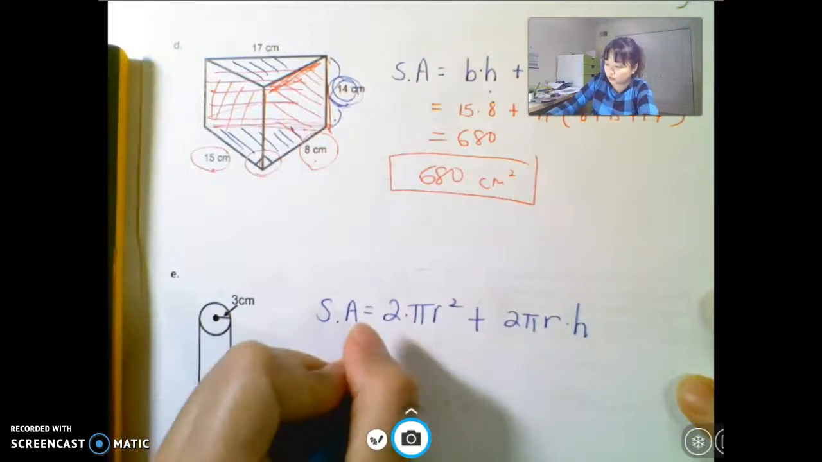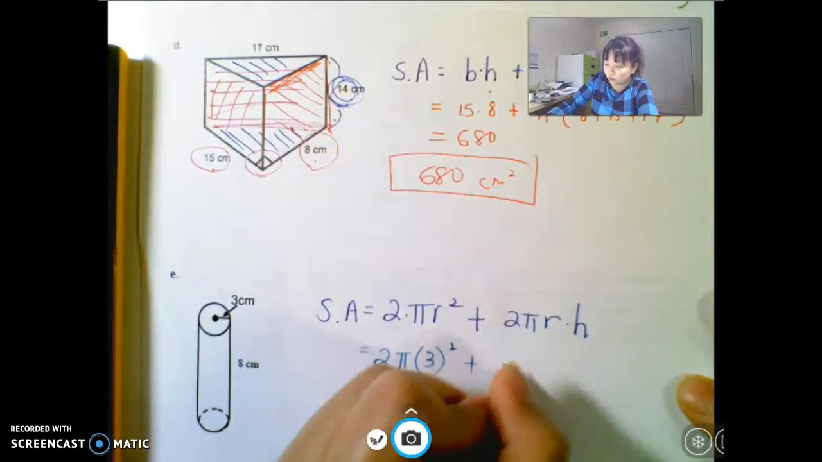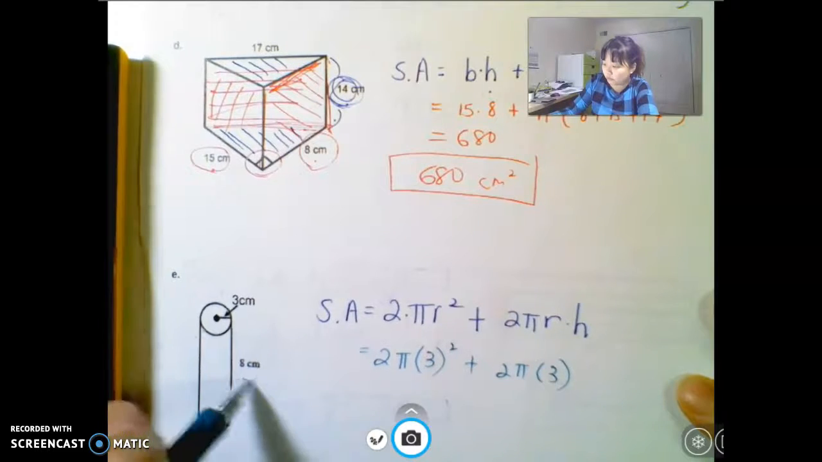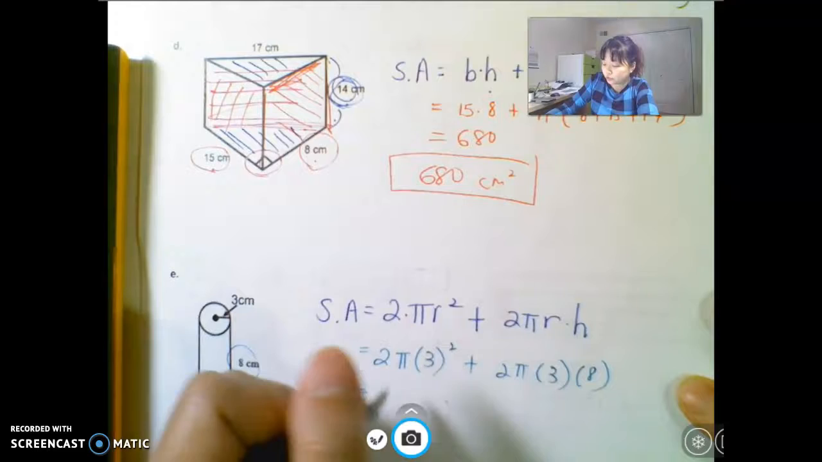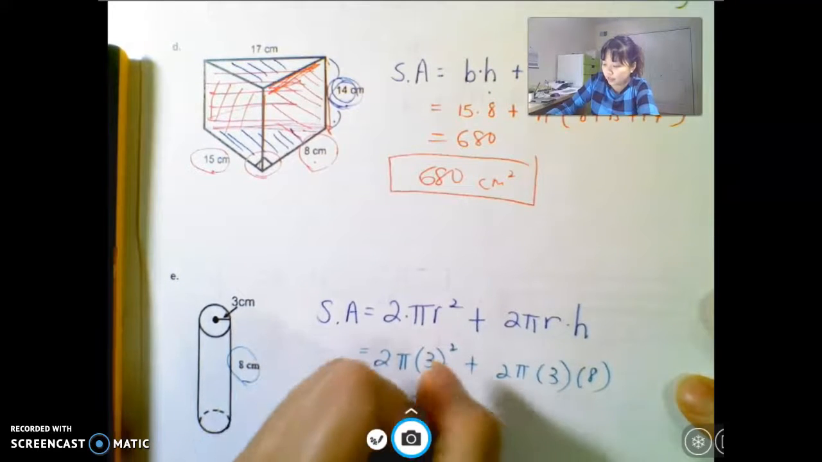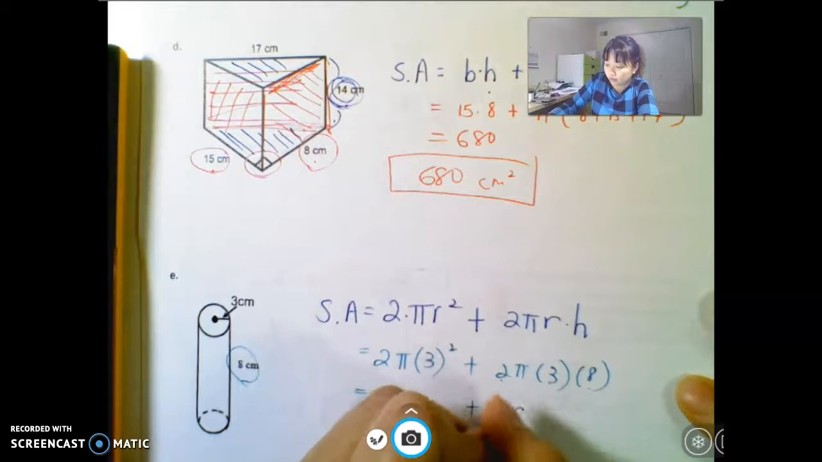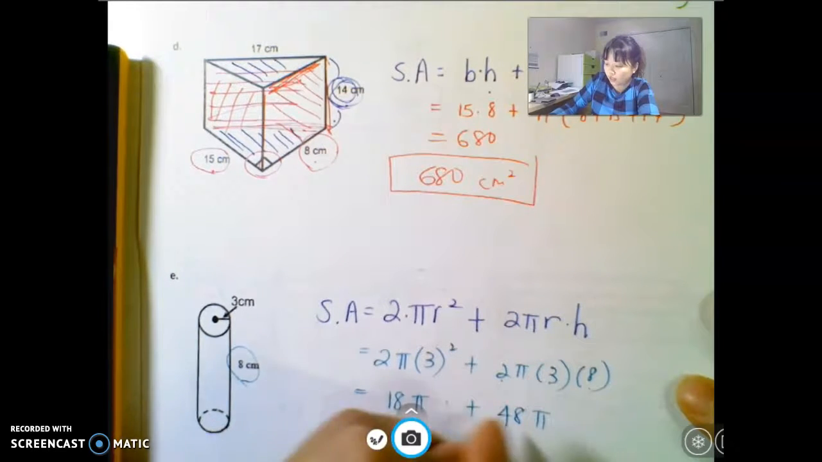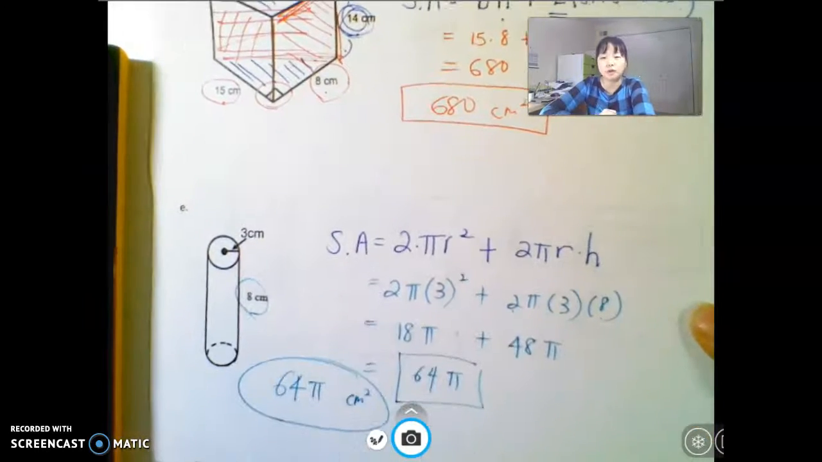So the equation is going to be 2 pi r squared, with r as 3, plus 2 pi r h, with height 8. 3 times 3 is 9. 9 times 2 is 18 pi. 2 times 3 times 8 is 48 pi. You add them together, 66 pi. And we are just going to keep it this way, except you have to include the unit. So 66 pi squared. So that's how we do the cylinders.